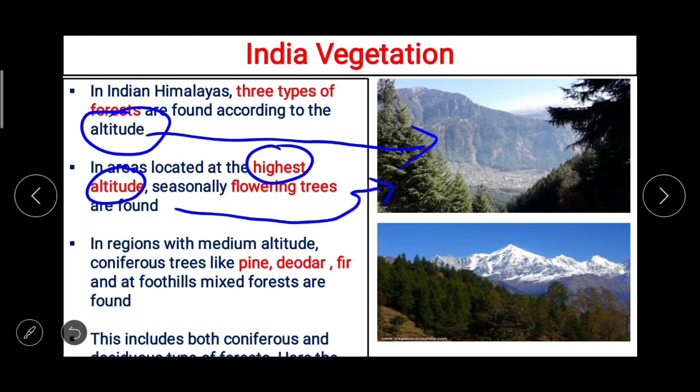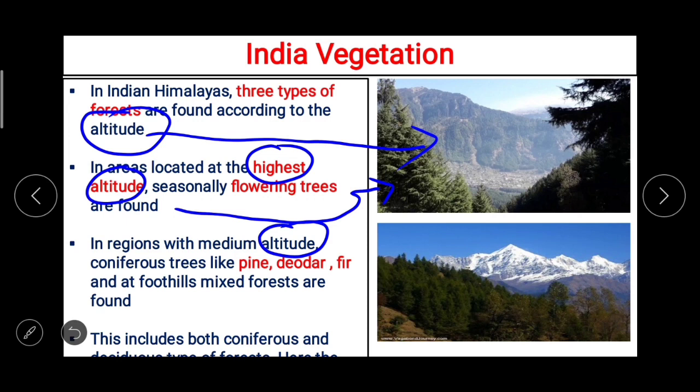At highest altitude. And in regions with medium altitude. What about medium altitude? In medium altitude, coniferous trees like pine, deodar, fir are found, and at foothills mixed forests are found. This includes both coniferous and deciduous types of forest. Here the proportion of sal trees is higher.